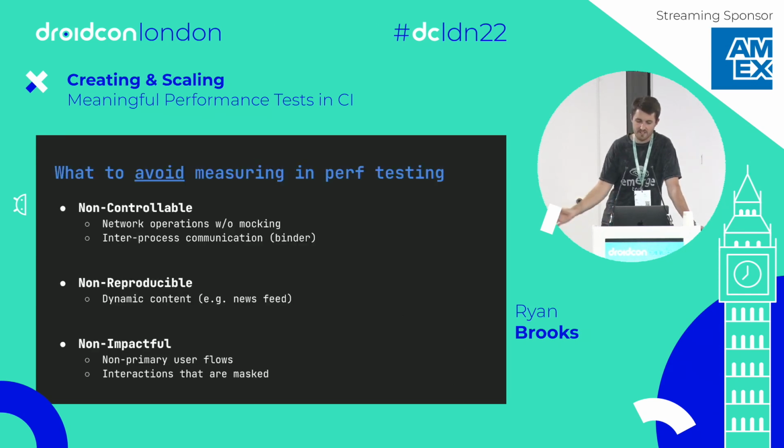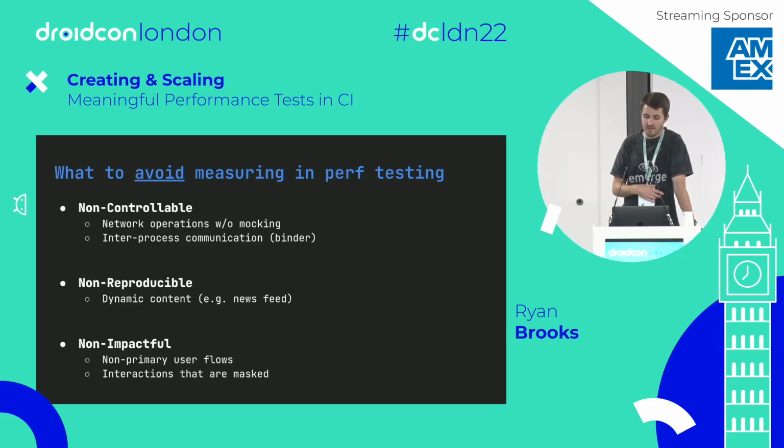So let's use this same criteria to filter out some example measurements, just to reiterate what we've talked about. Let's avoid testing non-controllable measures, like network operations without mocking, or interactions where we're reliant on processes other than our app. Network operations are definitely something we want to track, but not necessarily a good candidate for performance testing. So again, we will get much better data from production than we will in testing.